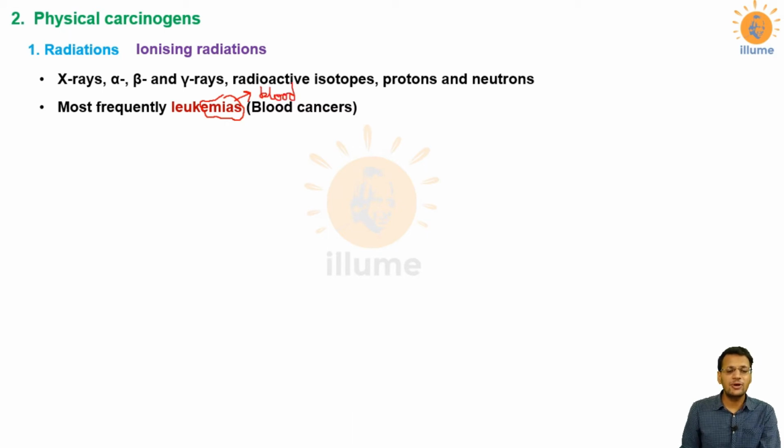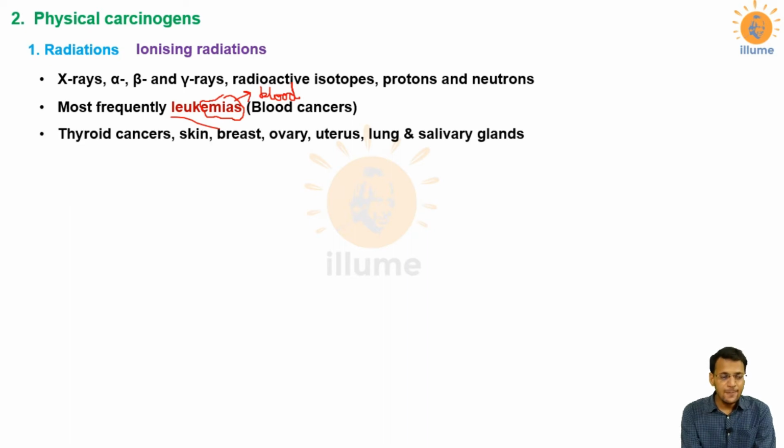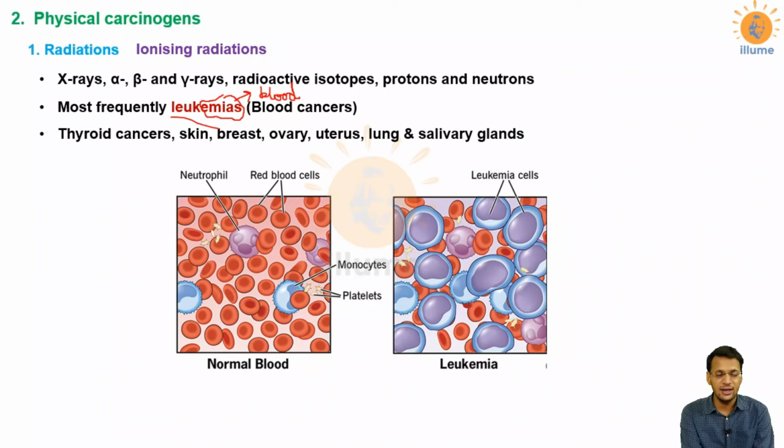And the leuco word originated from leukocytes, that is WBCs. So an increased number of leukocytes in blood is a leukemia. That is, in short, we can call it a blood cancer. Other than leukemias, these radiations also produce thyroid cancers, skin cancers, breast, ovary, uterus, lungs and salivary gland cancers.